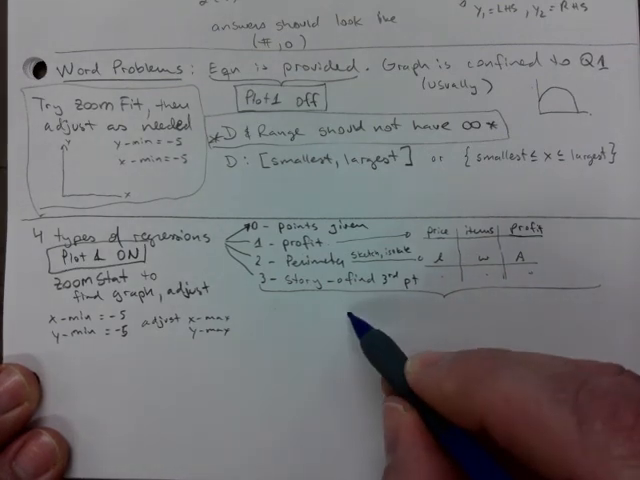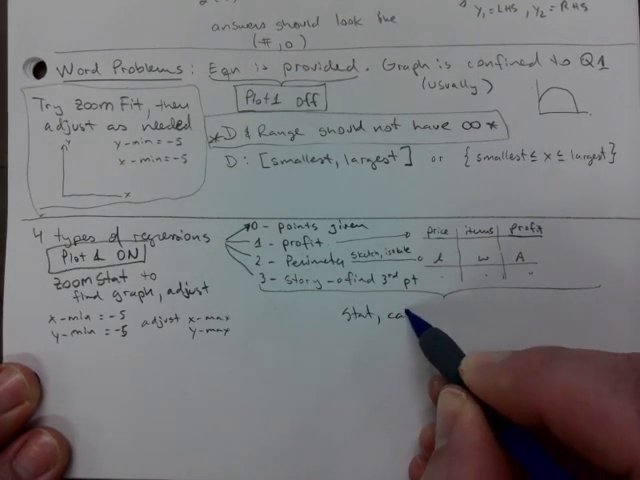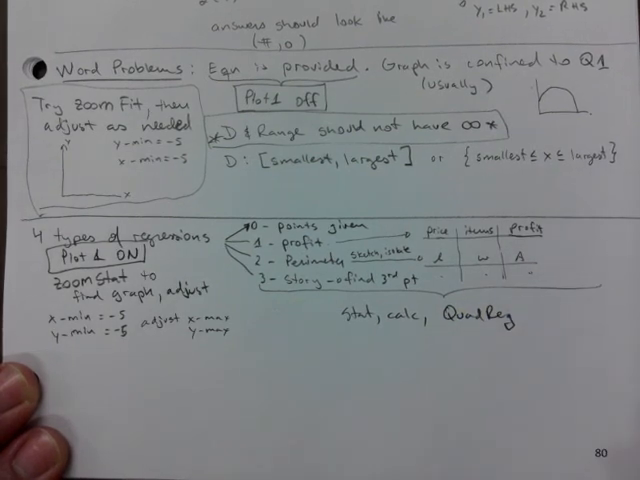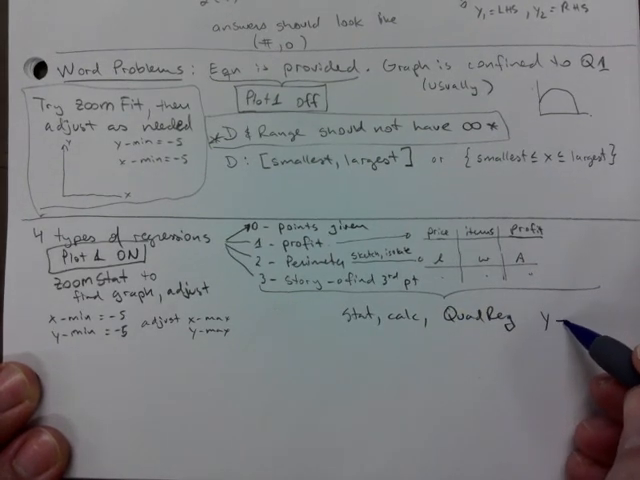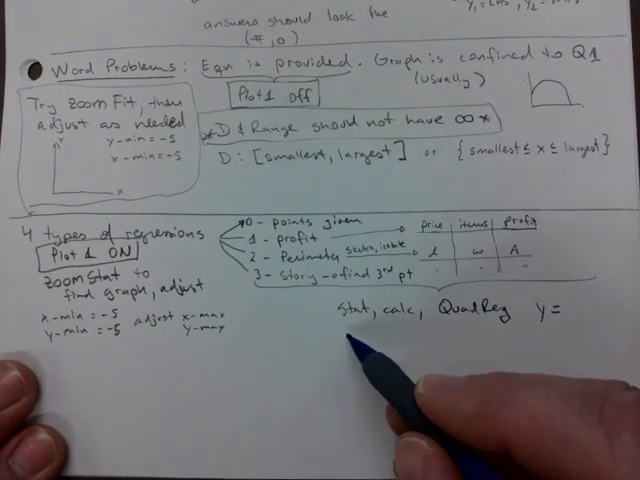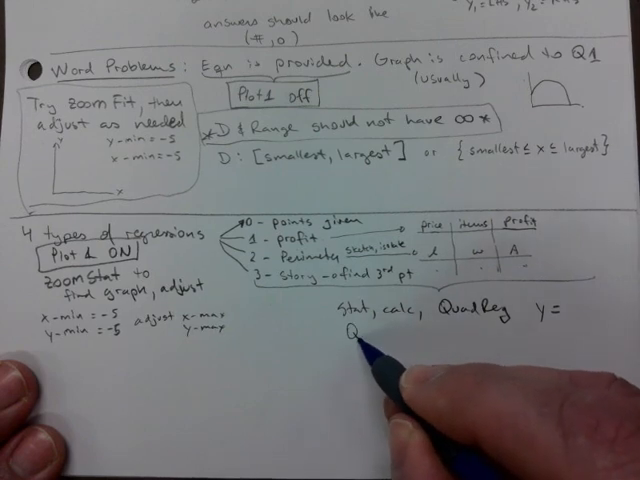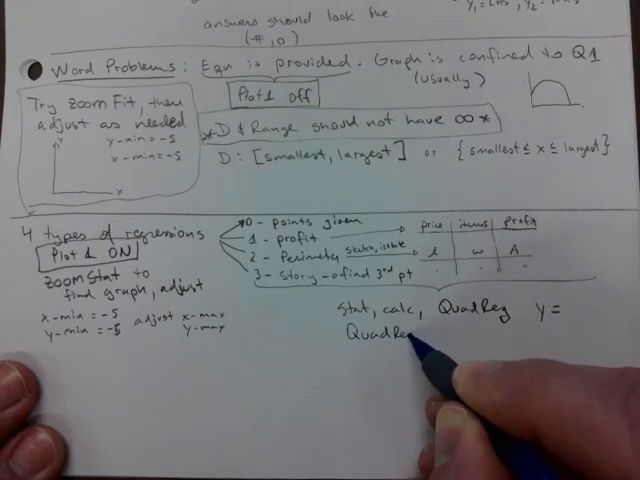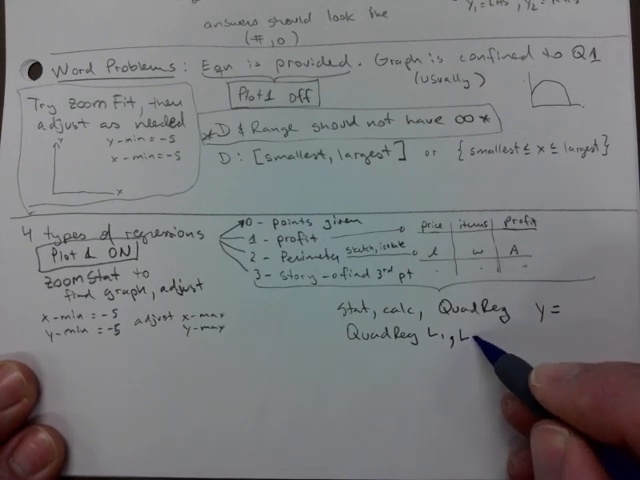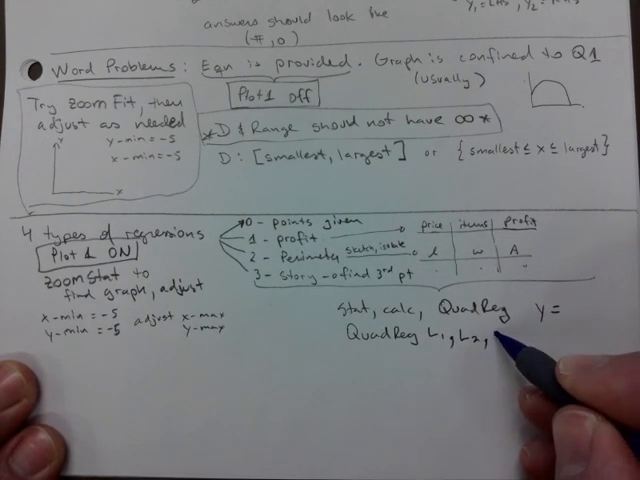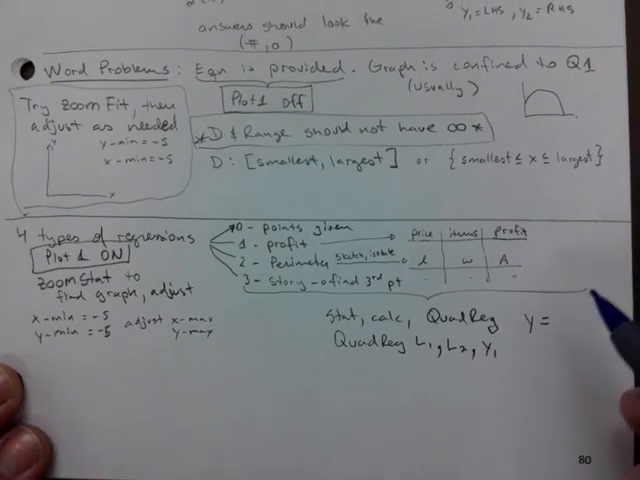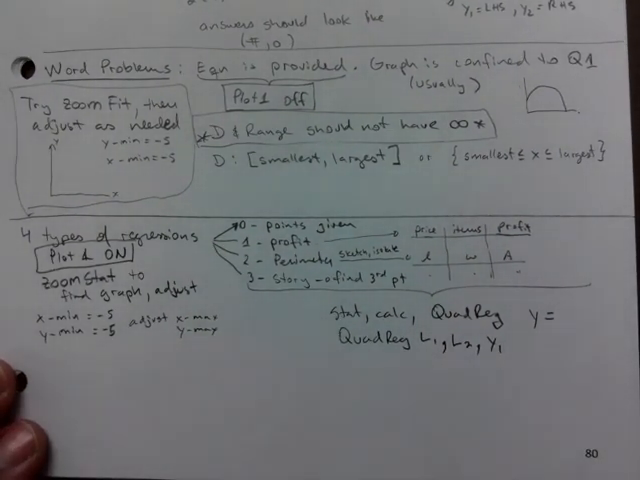And for all of these, you would go stat, calc, quad reg. Remember it should start with y equals every time. Okay. So, and I guess it should be quad reg, because this might be way down the road, comma L2, comma Y1. And then it plugs it into your Y1, and you should write down Y is equal to.